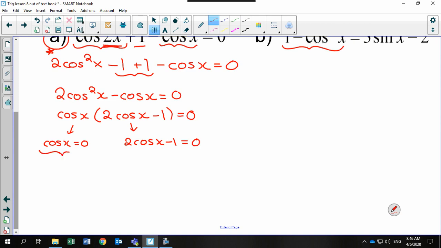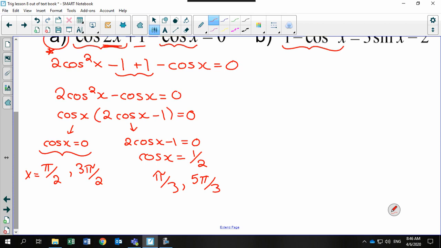Now here, we know that cos of x is equal to 0 in my domain from 0 to 2 pi at pi over 2 and 3 pi over 2. So that's the first one. The second one, we isolate our cos x, so we move our 1 and divide by 2, and we know that cos equals 1/2 at pi over 3 and 5 pi over 3. And that's using our CRA steps. And we have 4 solutions for this equation. I do want to check for non-permissible values.